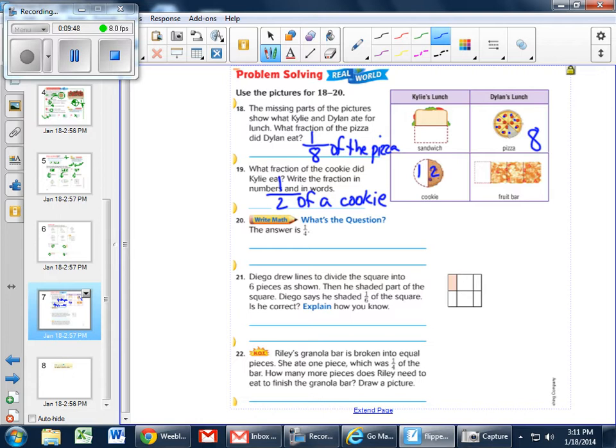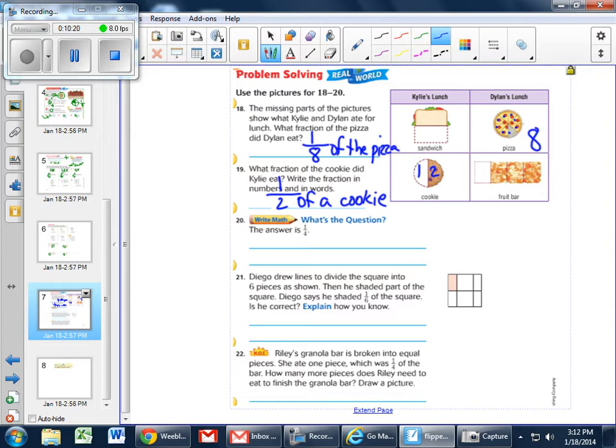Number 20. Write the question. The answer is 1/4. So looking at those pictures of Kyle's and Dylan's lunch, what could you be asking to know that the answer is 1/4? First of all, look at the pictures. Are any of those cut into fourths? The only one that I see that is cut into a fourth is a fruit bar. So what could your question be? What fraction of the fruit bar did Dylan eat? He ate 1/4 of the fruit bar.